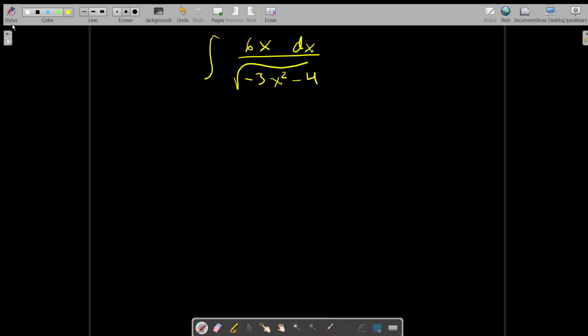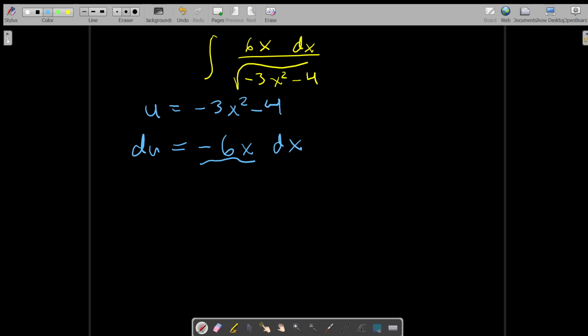So my first method, I'm going to do a substitution. u equals minus 3x squared minus 4. And then I want to calculate what du is. We'll get the derivative of this, and it's going to be minus 6x dx. And you'll notice that's really close to the top.